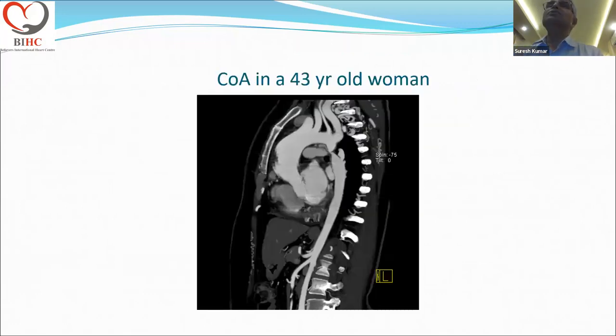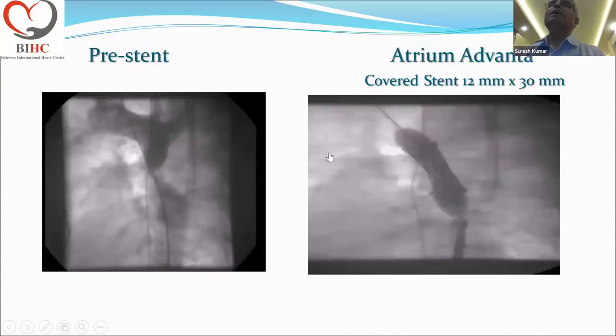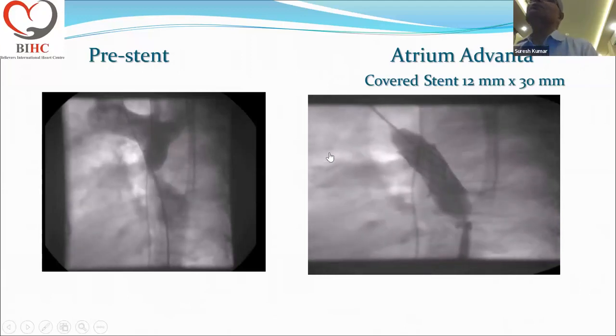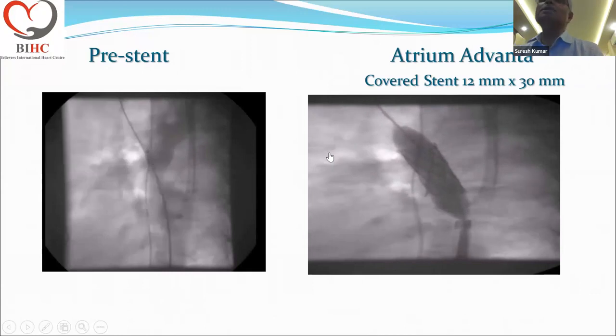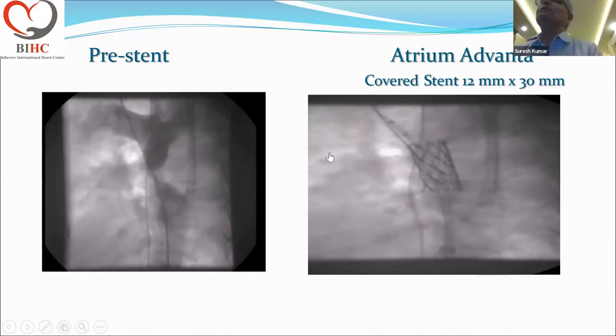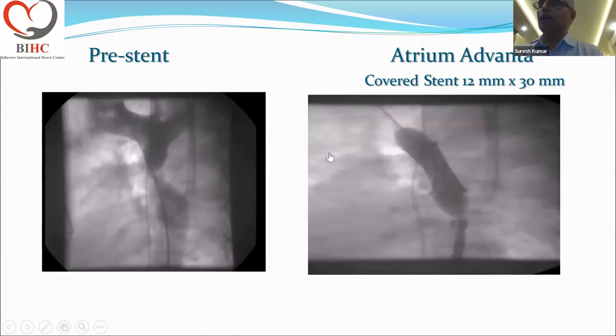And this was her CT angio. You can see the tight coarctation. This was in the time of the Atrium Advanta stent, which is now withdrawn from the market because of its recoil. But this patient had a good result with the Atrium and did not recoil for several years on follow-up. A covered stent, 12 millimeter into 30 millimeter, was used to treat her.